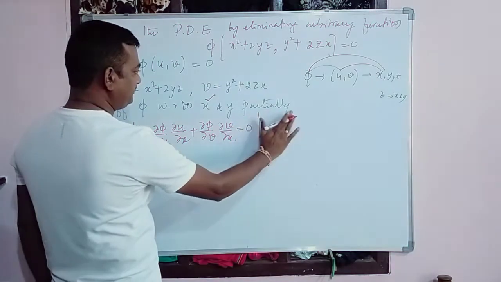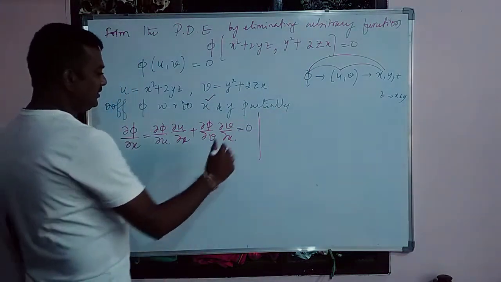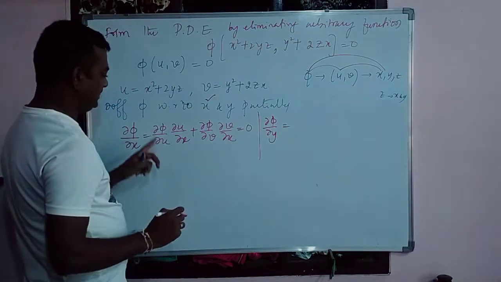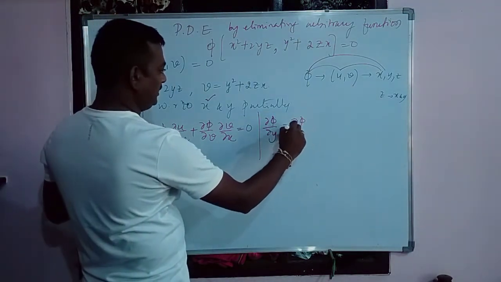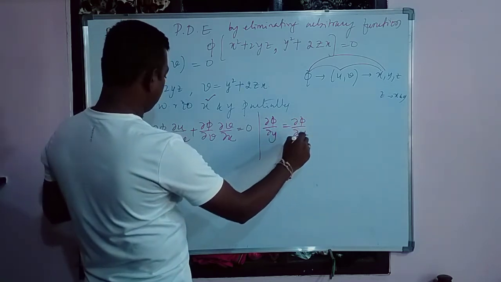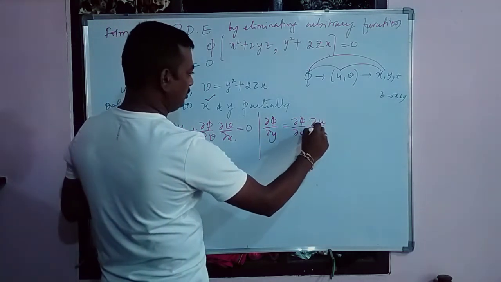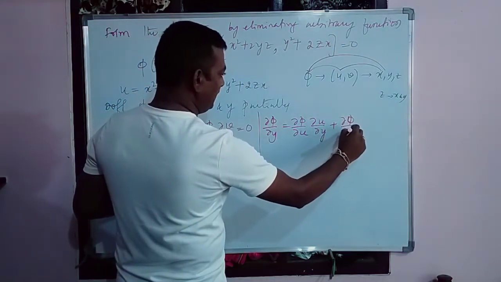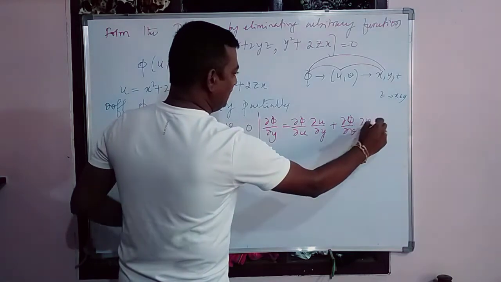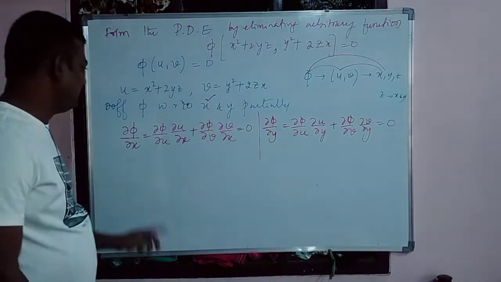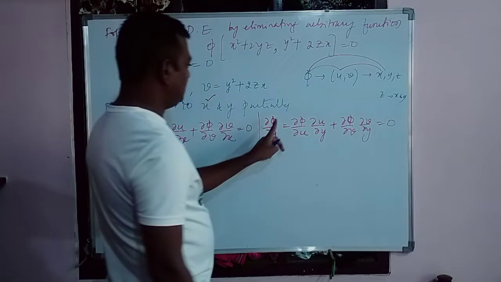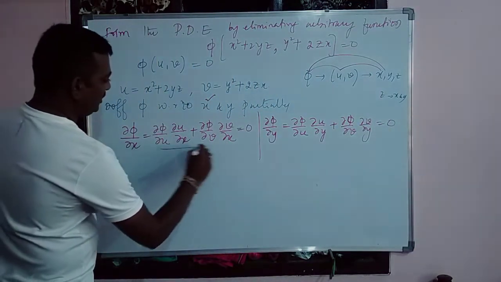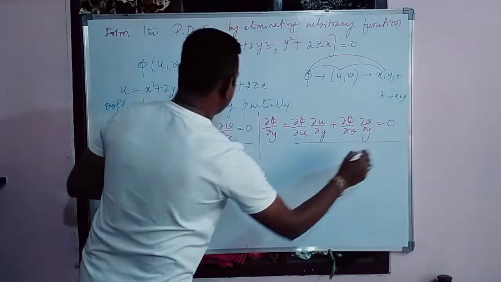Similarly, what is phi with respect to y? Same, everything is as it is. Dou phi by dou u and dou u by dou y, dou phi by dou v into dou v by dou y is equal to 0. Means dou phi by dou x is equal to 0 and dou phi by dou y is equal to 0. Therefore, I want only this expression from these two.